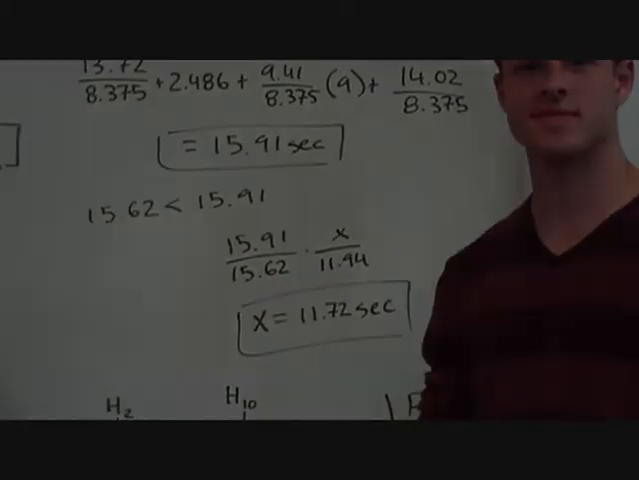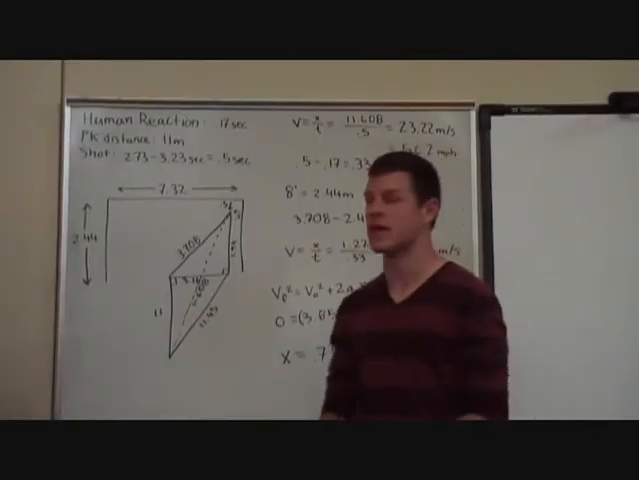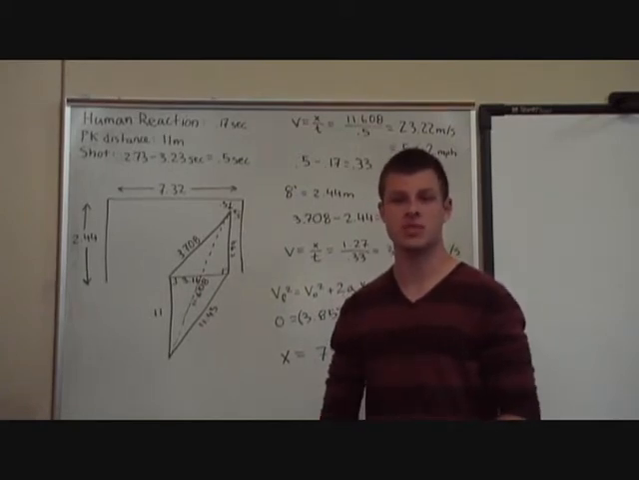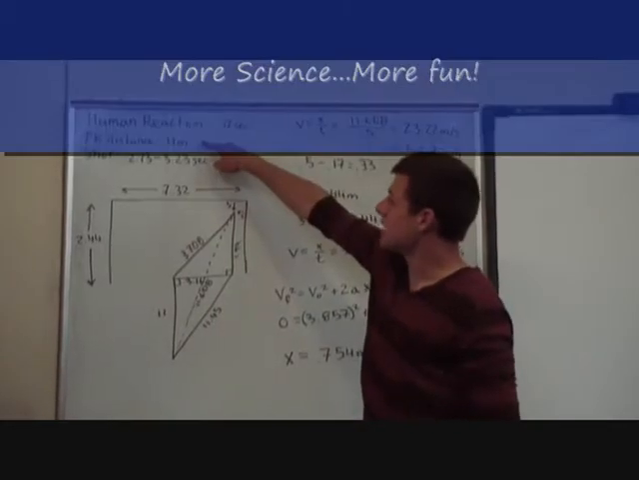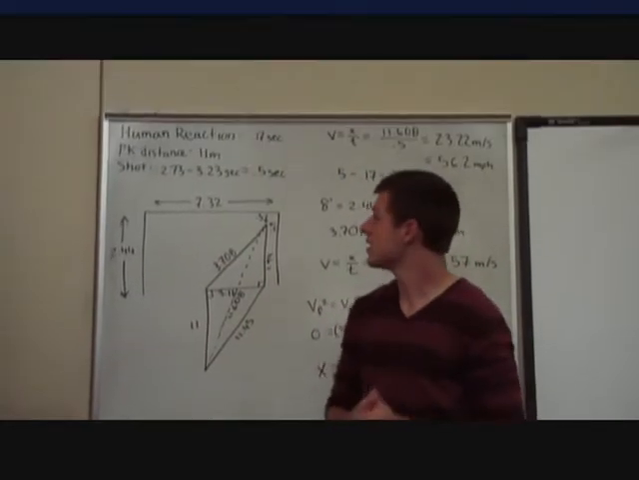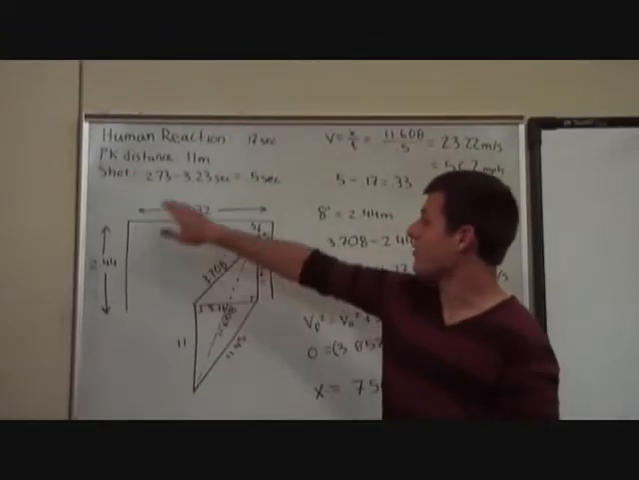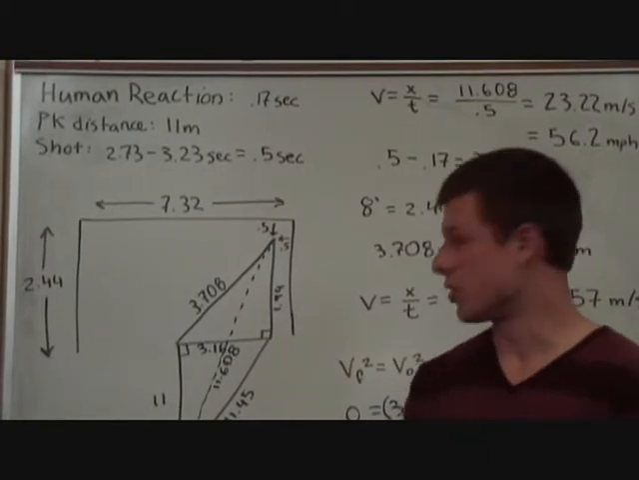Alright, now we're going to look at soccer and me shooting a penalty kick. We are going to try and figure out how athletic the goalie needs to be to save my penalty kick. So, the penalty kick distance is 11 meters. Humans can react in about 0.17 seconds. And after analyzing the video, my shot took half of a second to get to the goal.